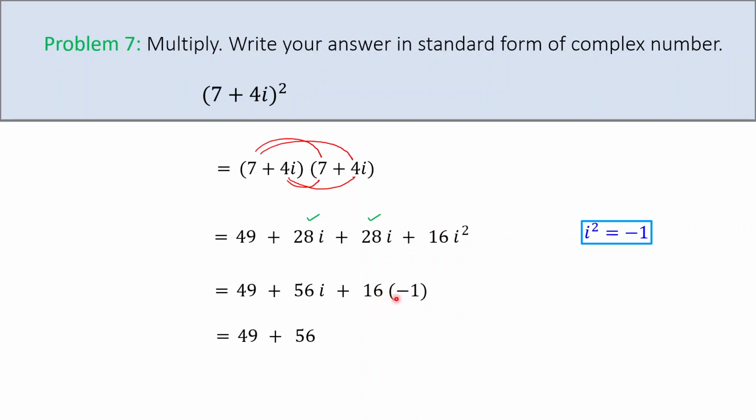16 times -1 is -16. Now combine this and this. 49 minus 16 is 33 plus 56i. This is the answer. This complex number is in standard form.